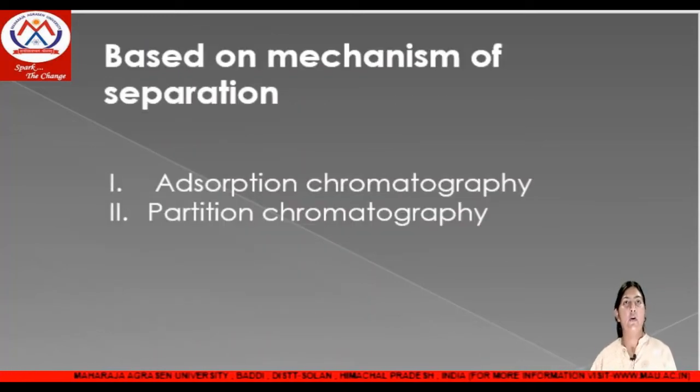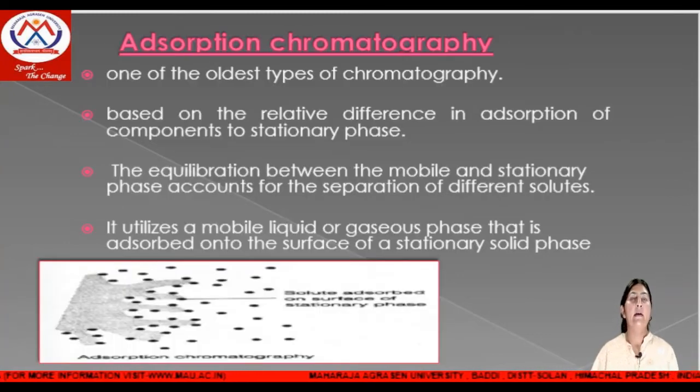Next, first of all, we will discuss the classification of chromatography on the basis of mechanism of separation. As I told you earlier, the separation mechanism also plays an important role in the process of separation. First is adsorption chromatography, second is partition chromatography. In adsorption chromatography, the separation is basically done on the basis of relative differences in the adsorption of the components to the stationary phase. It is the oldest type of chromatography.